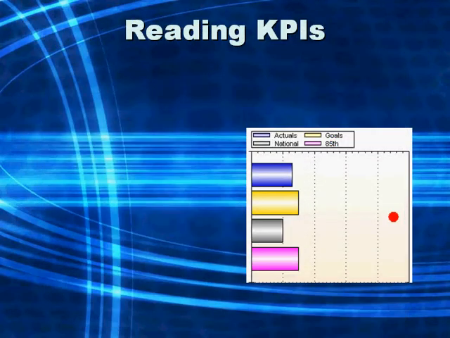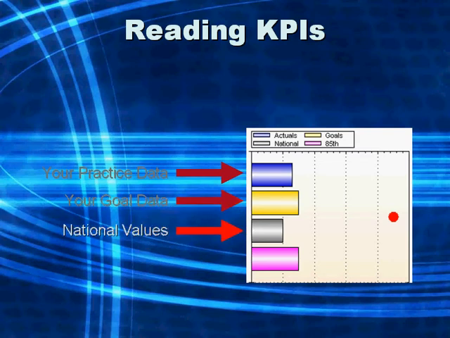There are several colored bars in each KPI graph. The blue bars represent the data for your practice. Yellow bars represent the goal value that has been set for that statistic. Gray bars represent the national average for the statistic, and pink represents a set percentile for that category.